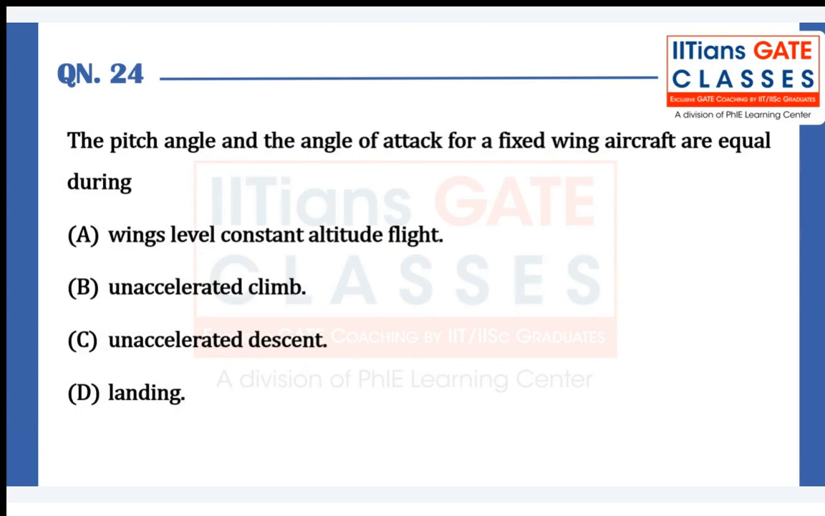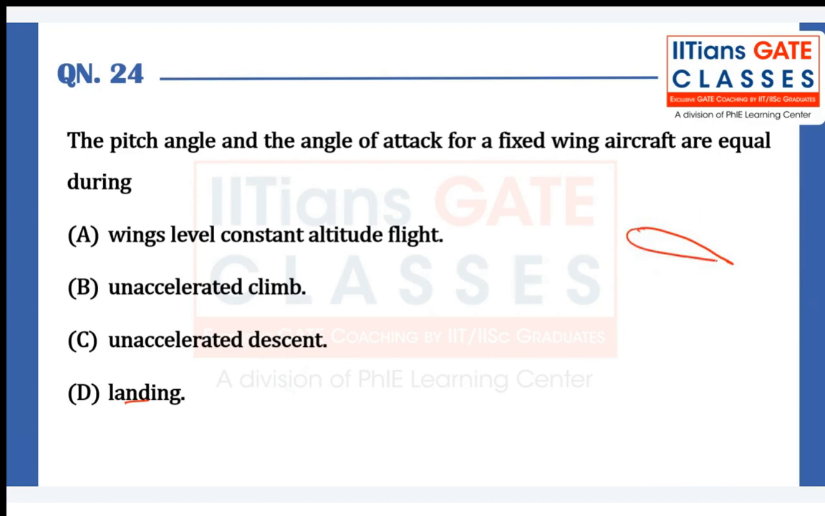The pitch angle and the angle of attack for a fixed wing aircraft are equal during: wings level constant altitude flight, unaccelerated climb, unaccelerated descent, or landing. Let's see each and every option. Let's take landing. Pitch angle is basically the orientation angle.